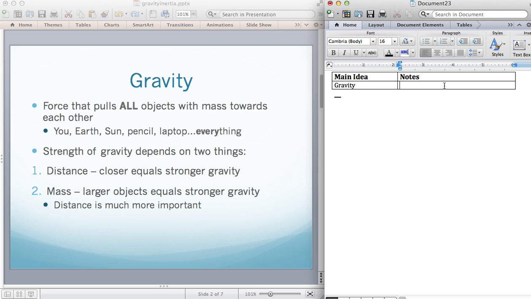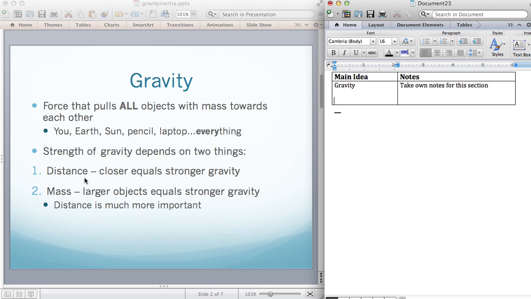All right, so you're going to take your own notes for this section. And the strength of that gravity depends on two things. The distance between two objects, so two objects that are closer together are going to have stronger gravity, and the object's mass. Larger objects have much stronger gravity.